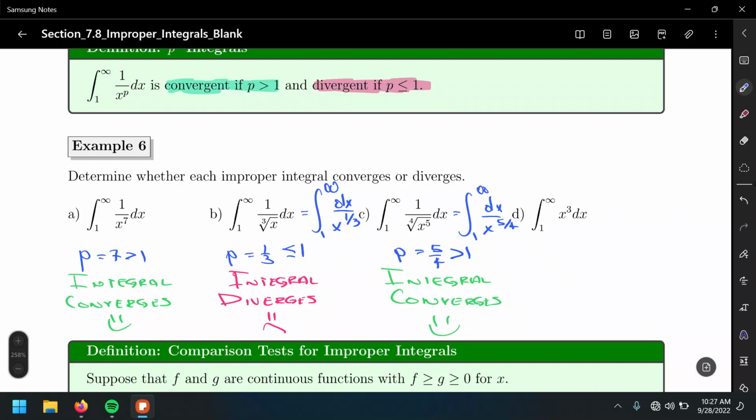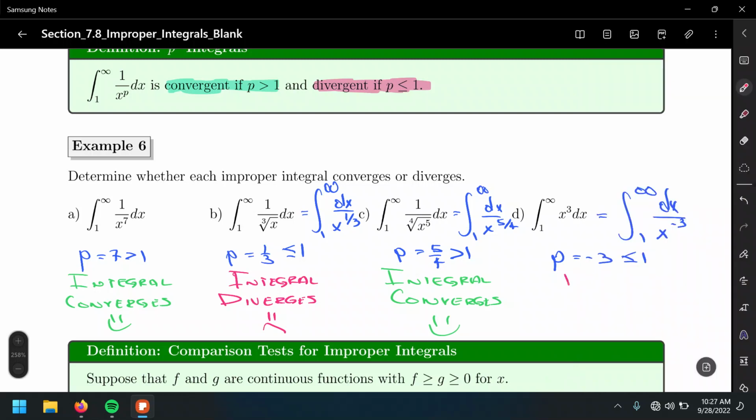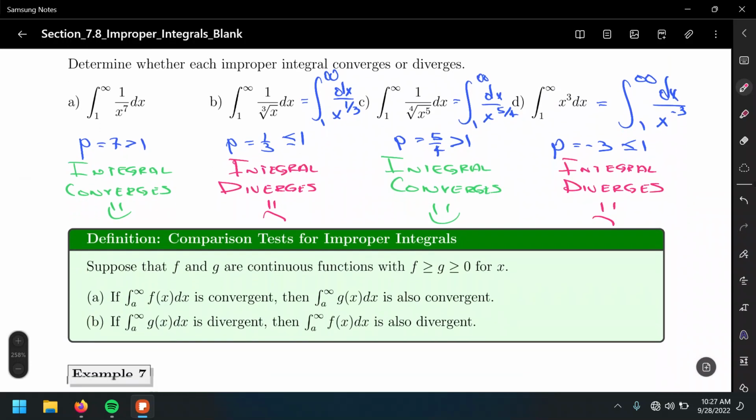However, in order to make this integral look like the p integral form, I would rewrite this integral in the form of the integral from 1 to infinity of dx over x to the negative 3. And then in this case, p equals negative 3. Now the question is, is negative 3 greater than 1 or less than or equal to 1? Less than or equal to 1. What does that mean? Diverges. So the integral diverges in this case.